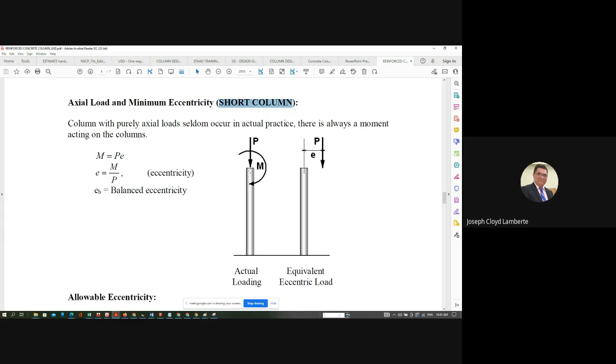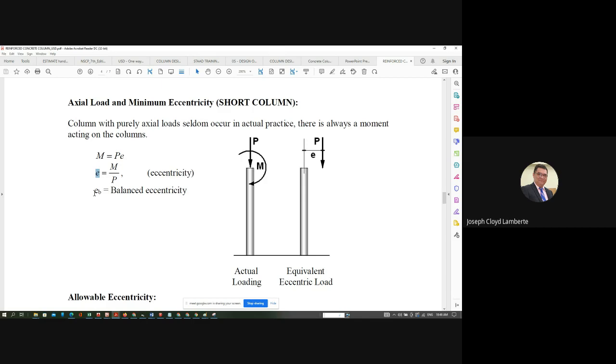Walay purely axial sa buildings. There is always moment acting on the column. However, pwede lagi na ma-neglect. Okay mo, no? We have the moment, in which moment is equal to P times the eccentricity. So with that, ang imong eccentricity is equal to moment over the axial load.